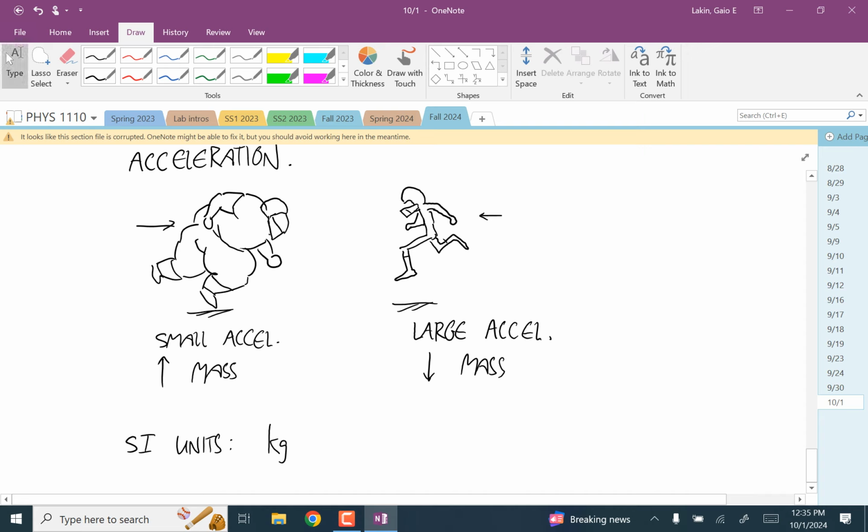This is also a reason why you don't want to get in a car accident with a sedan where the other thing you run into is a semi-truck. It's the same problem as this. The semi-truck is going to have very little acceleration. The sedan is going to have a very large acceleration.